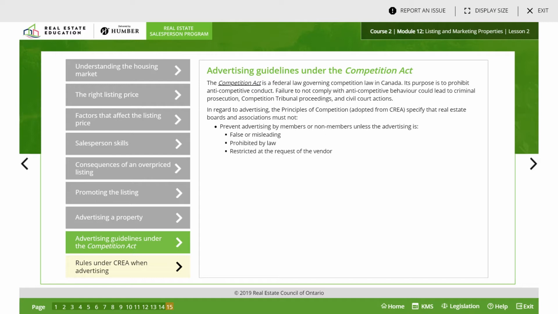specified that the real estate boards and associations must not prevent advertising by members or non-members unless the advertising is false or misleading, prohibited by law, or restricted at the request of the vendor. Very important to know.